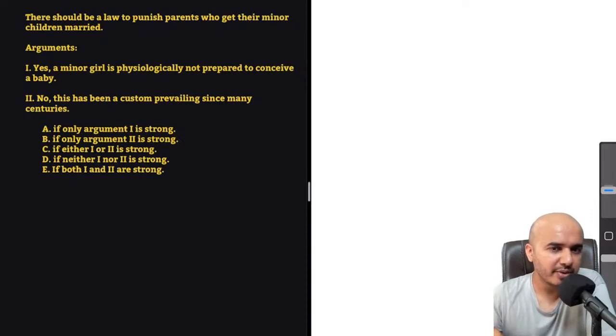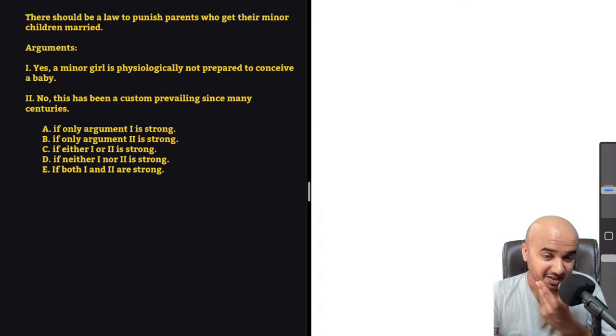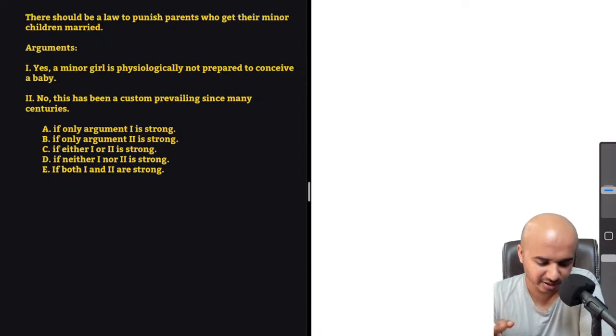Select A if only argument 1 is strong. Select B if only argument 2 is strong. Select C if either 1 or 2 is strong, one of them. Select D if neither of them is strong, and select E if both the statements are strong. So there are multiple possibilities here.